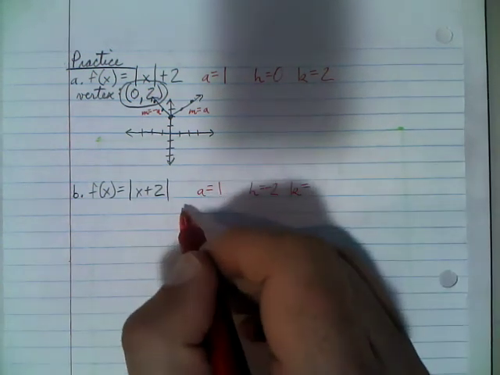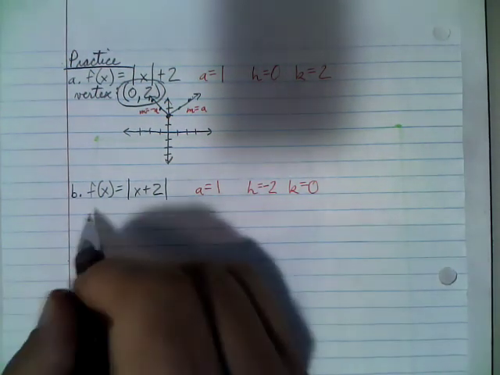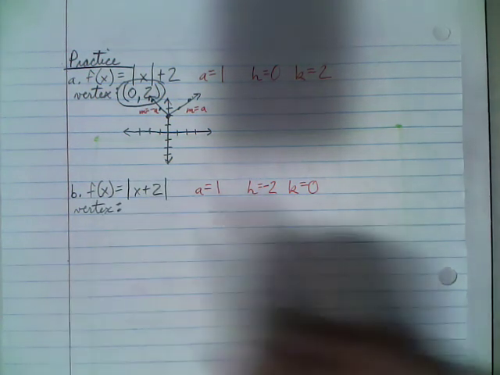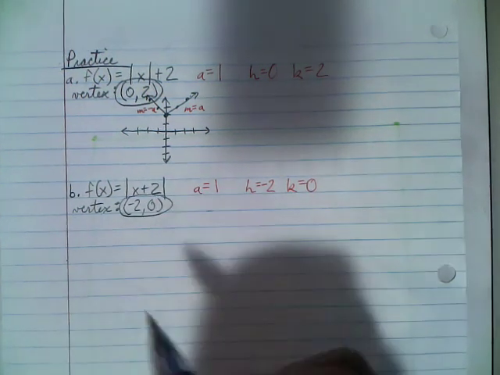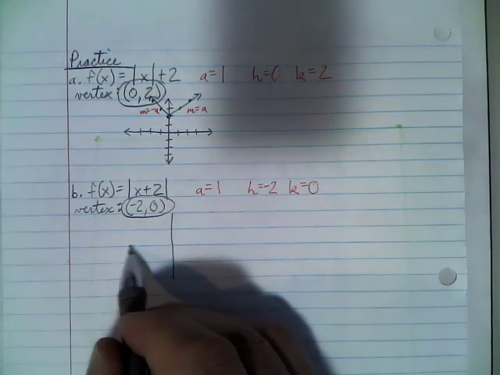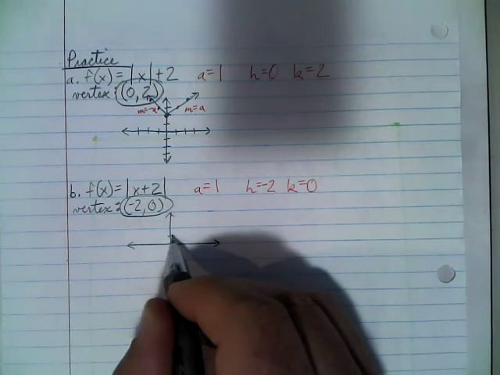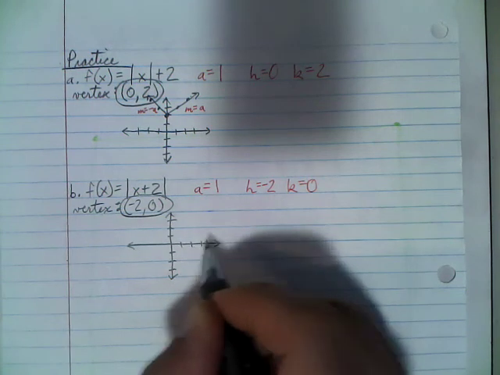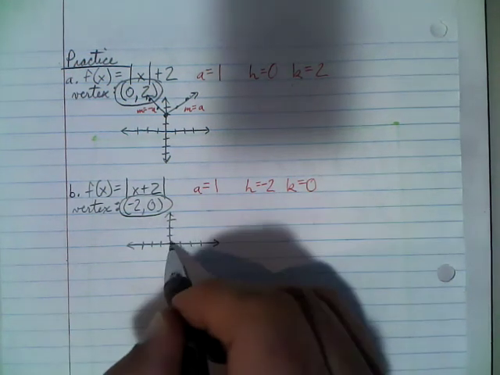K is what's being added outside. Well, there's nothing that we see being added outside, which means it's really a 0. So this time, my vertex is negative 2 comma 0. And now if we graph this, again, I'm going to use the half spaces here to make this as neat as I can. So now my vertex is a negative 2 comma 0.